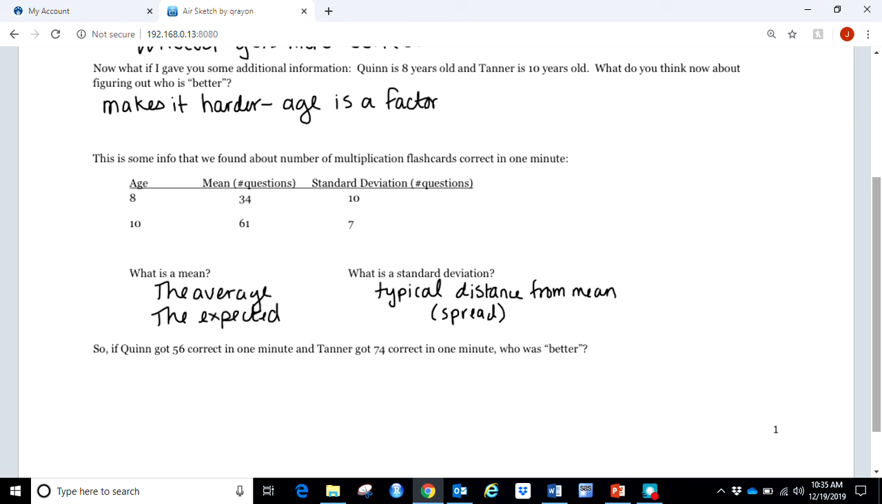Now, looking at the idea of the standard deviation of 8-year-olds being higher than it is for the 10-year-olds, let's talk about why that would be true here.